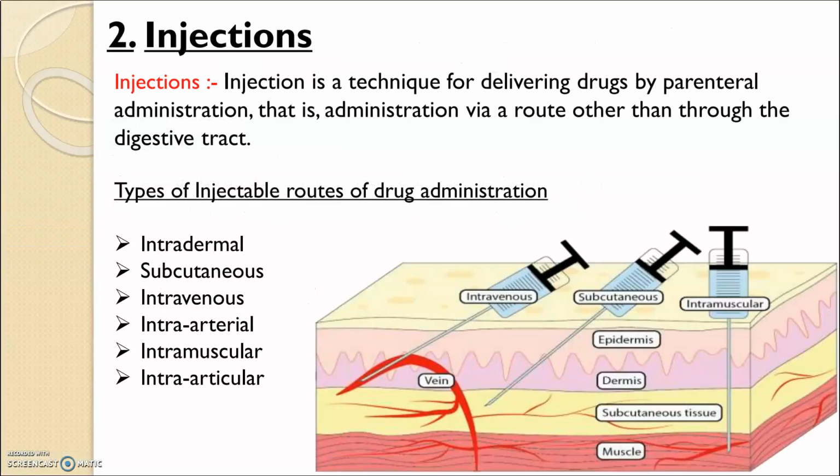Now let's see the second type, that is injection. Injection is a technique for delivering drugs by parenteral administration, that is, administration via a route other than through the digestive tract. So types of injectable routes for drug administration are intradermal, subcutaneous, intravenous, intraarterial, intramuscular and intraarticular. There are various other types also, but these are the very important.